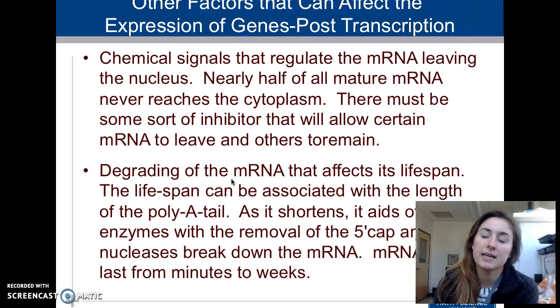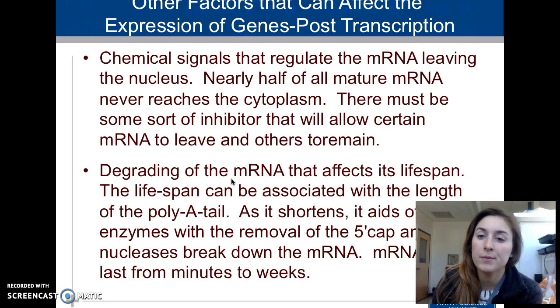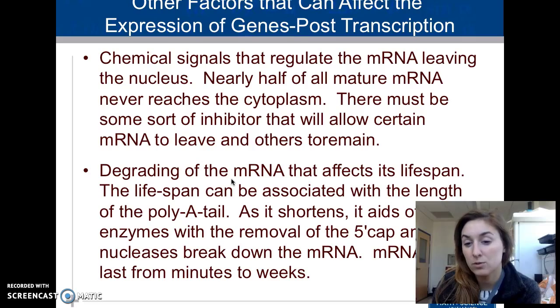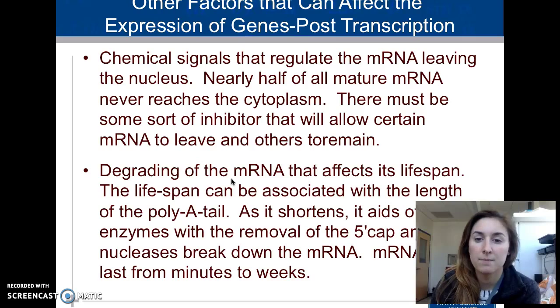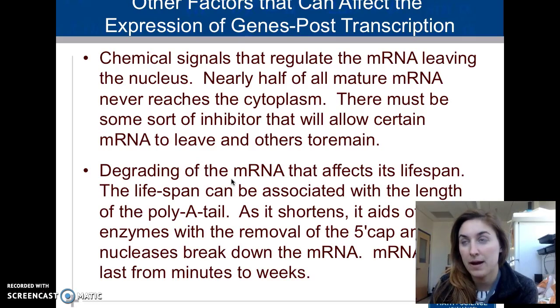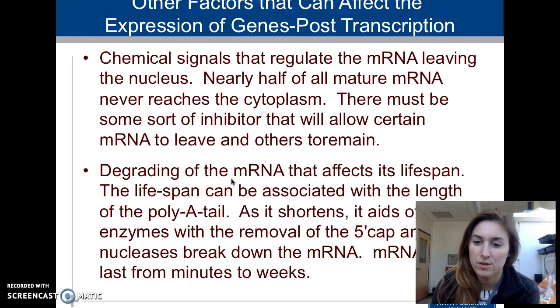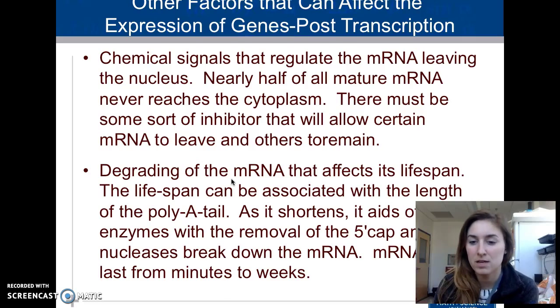Other factors that can affect the genes post-transcription, so after we made our RNA, are chemical signals that regulate the mRNA leaving the nucleus. We know that we do transcription in the nucleus, translation outside, and depending on when it leaves or goes out there can impact when the proteins are made. Degrading the mRNA affects its lifespan. And we talked about that earlier, that as the mRNA degrades, the proteins made will be impacted.